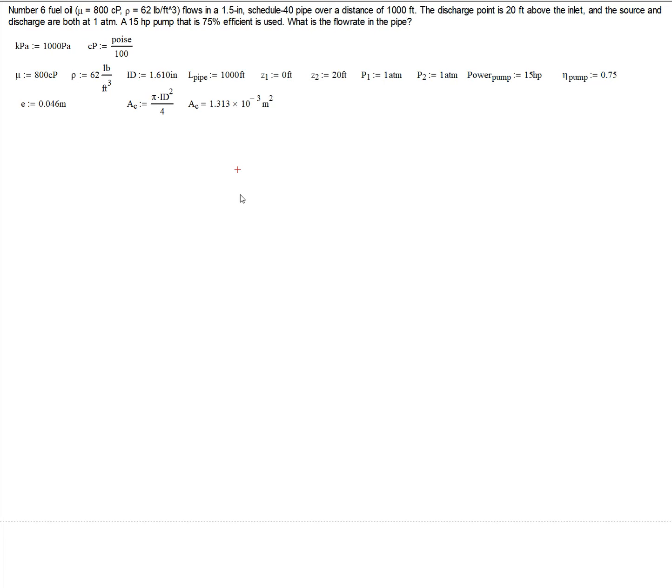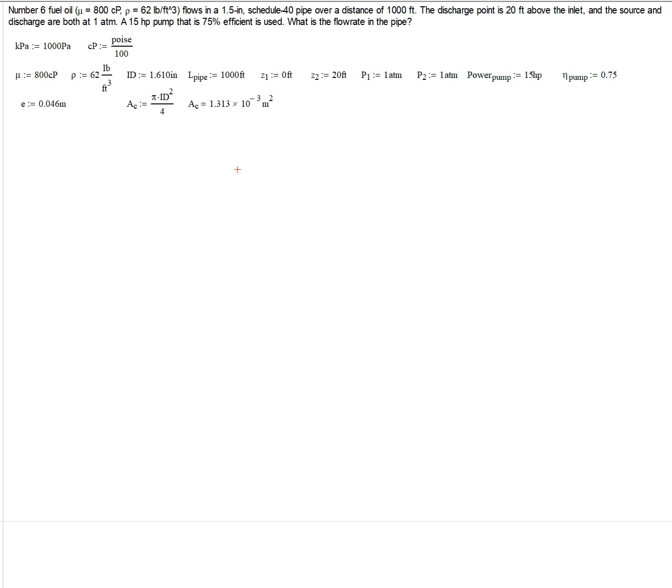In this problem, we're told that number 6 fuel oil with a given viscosity and density flows in a 1.5-inch Schedule 40 pipe over a distance of 1,000 feet. The discharge point is 20 feet above the inlet, and the source and discharge are both at 1 atmosphere. We're told that a 15 horsepower pump that is 75% efficiency is used. We're asked to calculate what the flow rate is in the pipe.